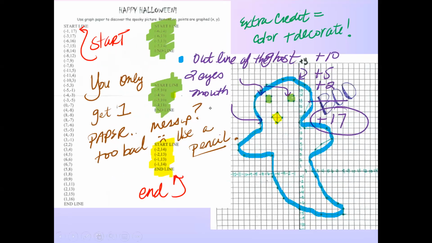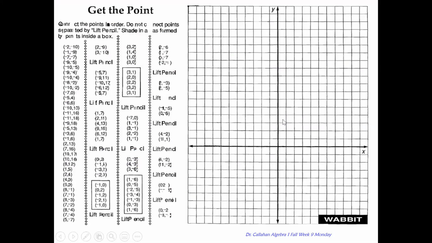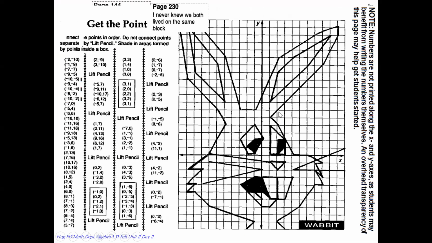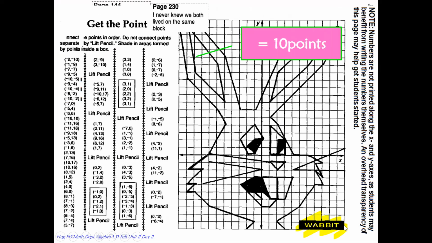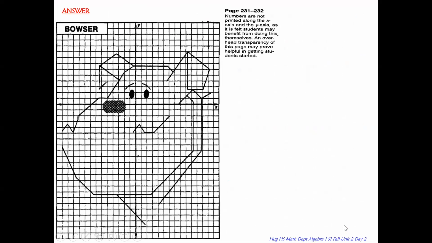All right, so last time I saw you guys were supposed to do the Halloween thing. You should notice that it turned out to be a ghost with eyeballs and a mouth. And then your get to the point is actually a rabbit or a wabbit. And then you also have a little puppy dog right here.